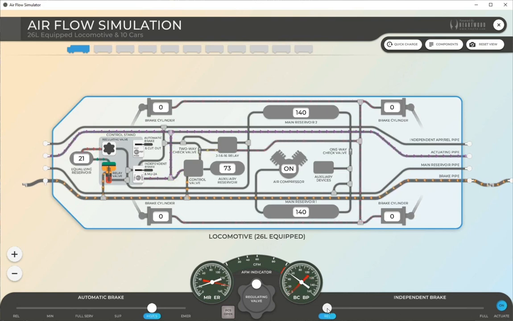Here we are also able to see the flow of air on the locomotive between the control valve and independent application and release pipe and the actuating pipes only found on locomotives.